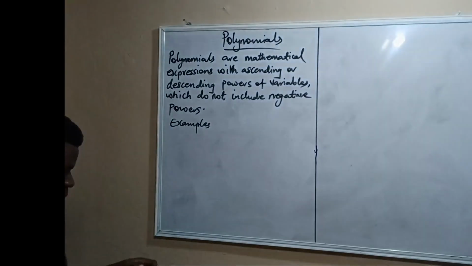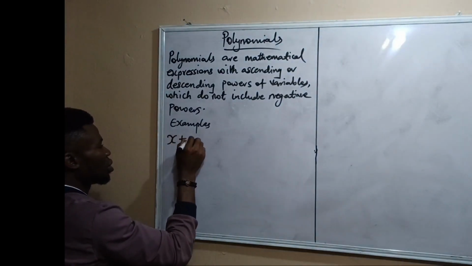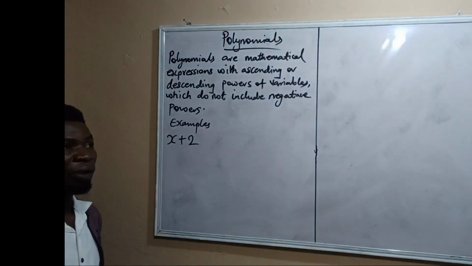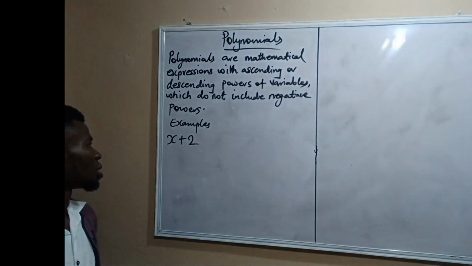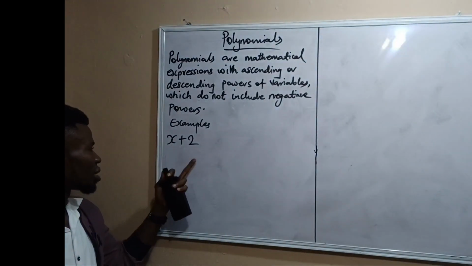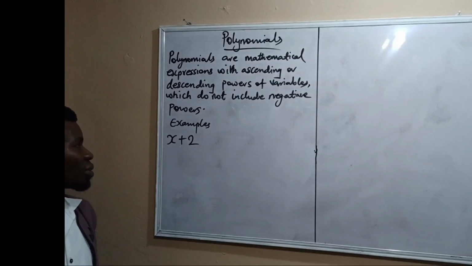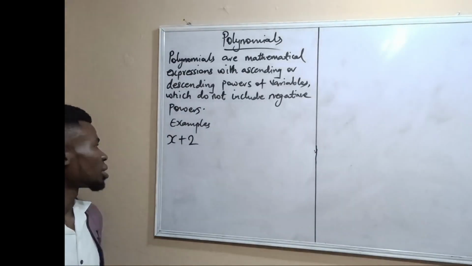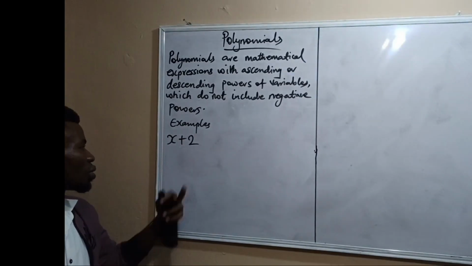Now, for instance, if we have x plus 2, this is an example of a polynomial, because this is a variable x, while this 2 standing alone is what we call a constant, because a polynomial is made up of variables, coefficients, and then constants. From this first example here, x is the variable, while 2 is the constant.